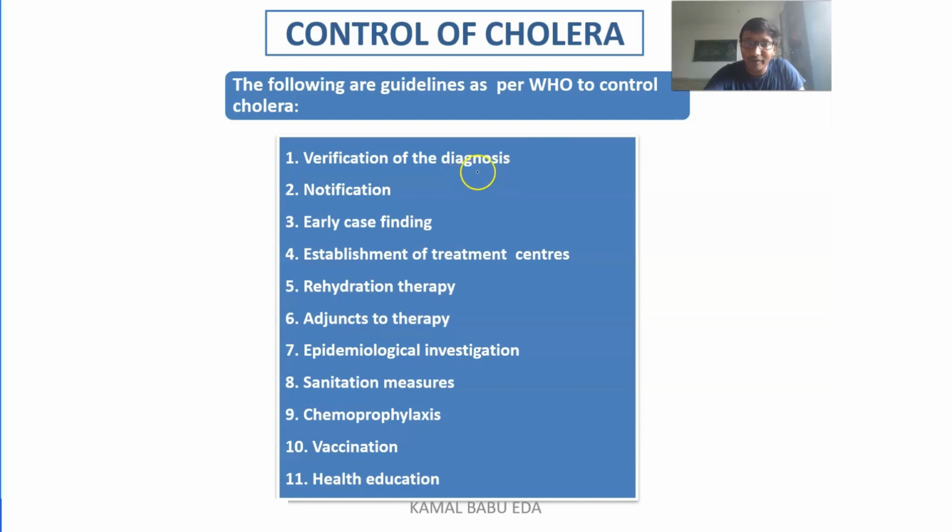First one is verification and diagnosis. Second one is notification. Third one is early case finding. And fourth one is establishment of treatment centers, rehydration therapy, adjuvant therapy, epidemiological investigation, sanitation measures, chemoprophylaxis, vaccination and health education. So all these are the topics that we are going to discuss today.